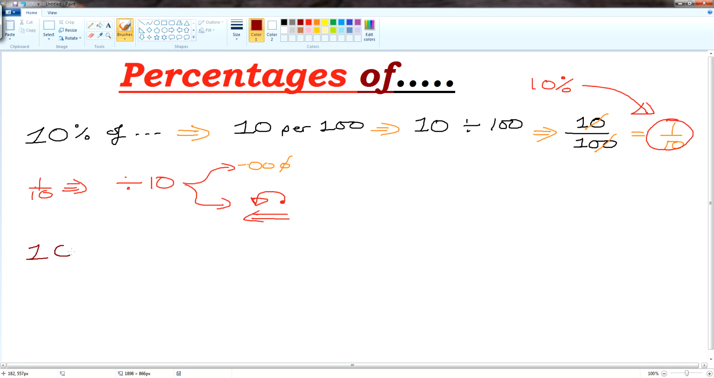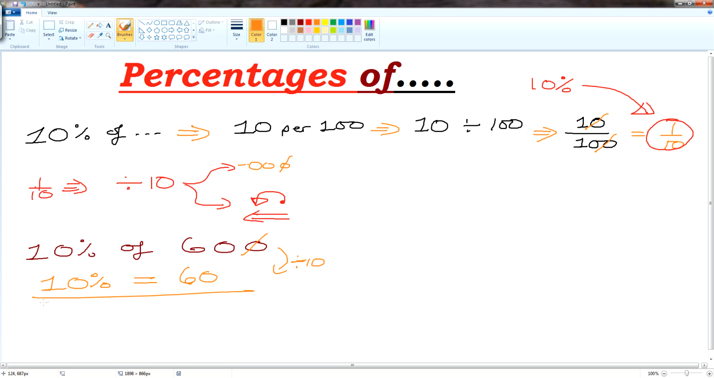Without any further delay, let's do two examples. First of all we're going to work out 10% of 600. So this is a number which has zeros in it. It's not a decimal number, it's a whole number with zeros. So 10% of 600 means that we have to divide the number by 10. What do we do now? You have to take off one zero. So what does that leave us with? 60. So 10% of 600 is equal to 60. That's one example.